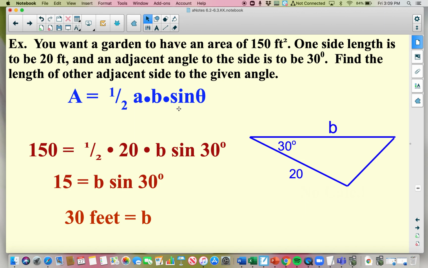So there's just a quick application to a new triangle area formula. And that is it. So enjoy the rest of your day.